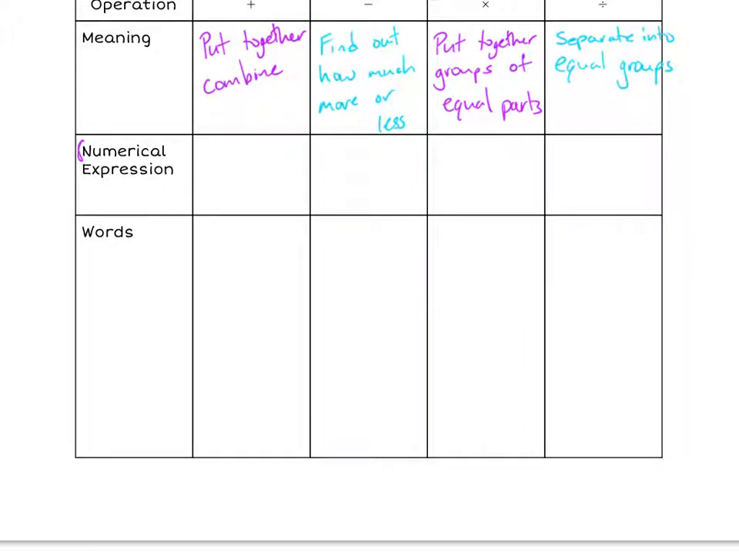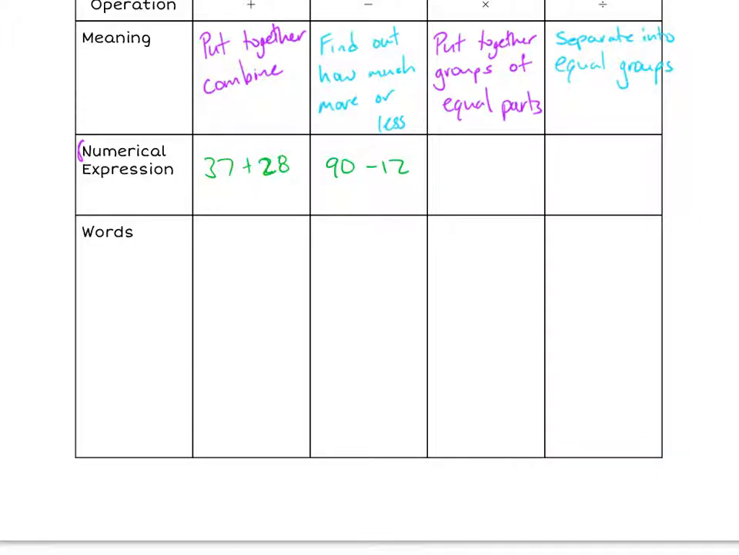More importantly, though, how do we write these things? When you write an addition problem in a numerical expression, not algebraic, numerical, that means we're going to have all numbers and symbols. 37 plus 28. That is a numerical expression with addition. You've written hundreds of those in your life. Subtraction. 90 minus 12. You've probably also written hundreds of numerical expressions with subtraction as well.